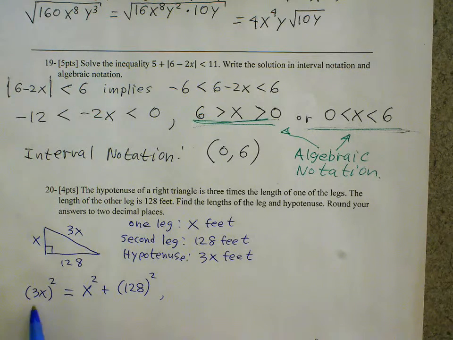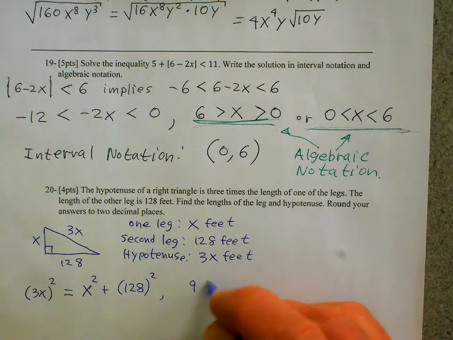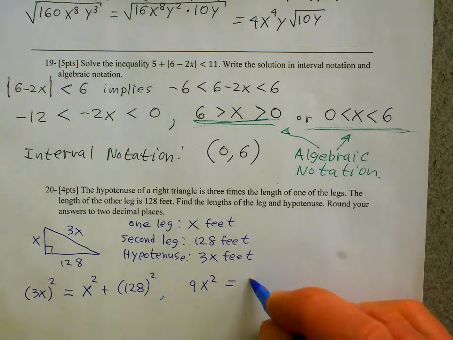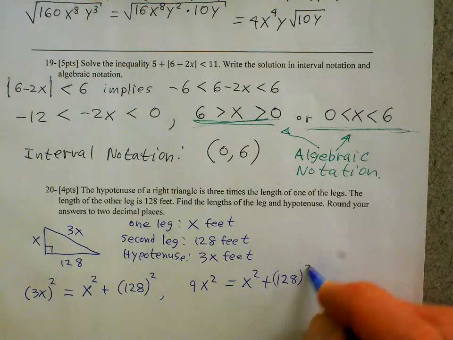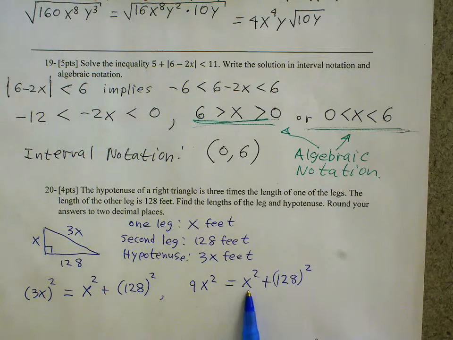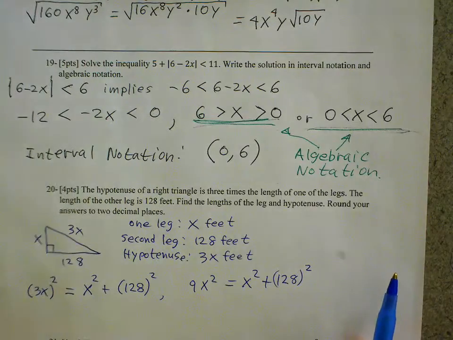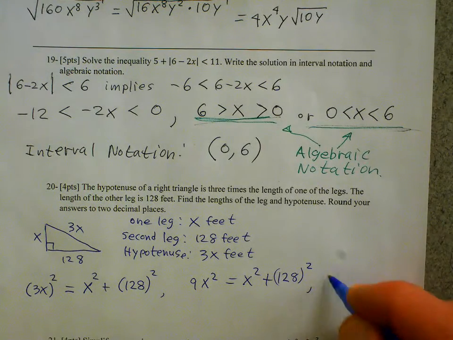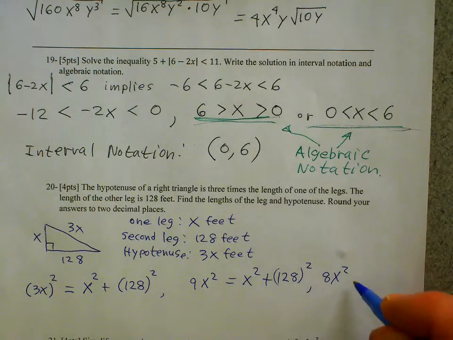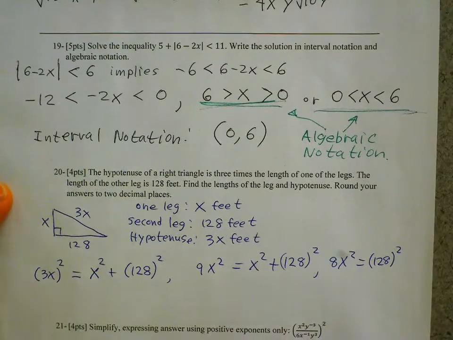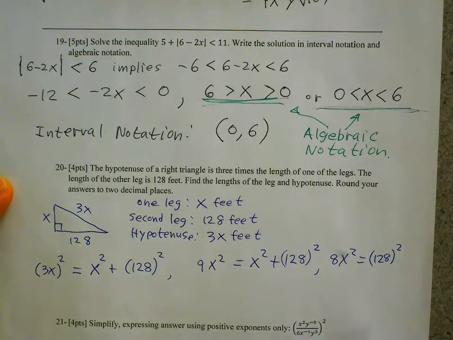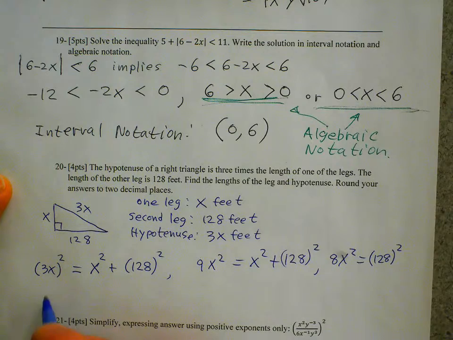Okay, then when you square the term 3x, you get 9x to the second equals x squared plus 128 squared. Then subtract x squared from both sides, and we get 8x squared equals 128 squared. Okay, well, with a calculator, this is not hard to do. If you don't have a calculator, you can still figure it out.